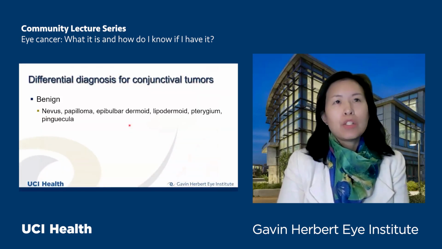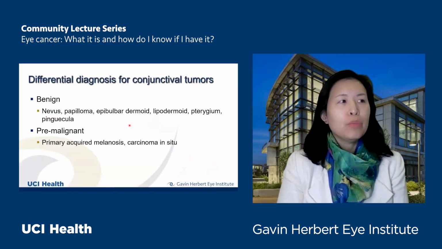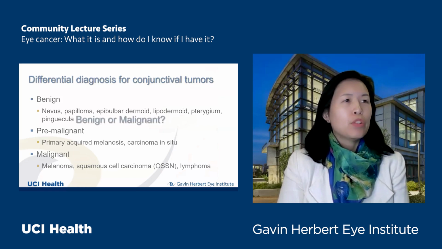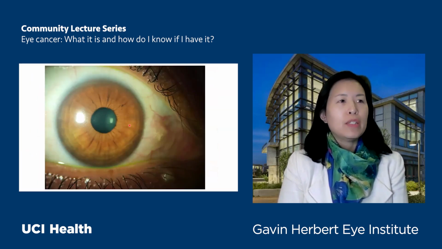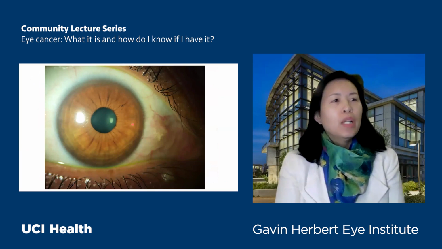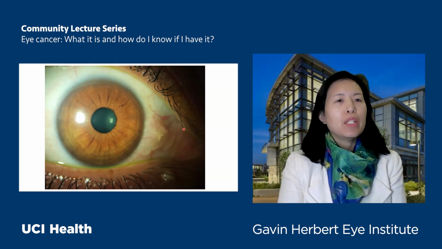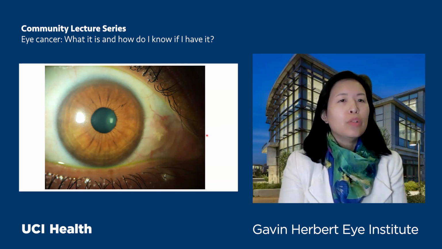And amongst the conjunctival tumors, there are benign tumors, there are pre-malignant or pre-cancerous tumors, and there are malignant or cancerous tumors. So I'll show you some examples of these. So if you look at this eye, it looks pretty normal. There's just maybe a little white lesion right here. And I'll tell you that this is the inner corner of the patient's right eye, where the nose would be on the right side of your screen.